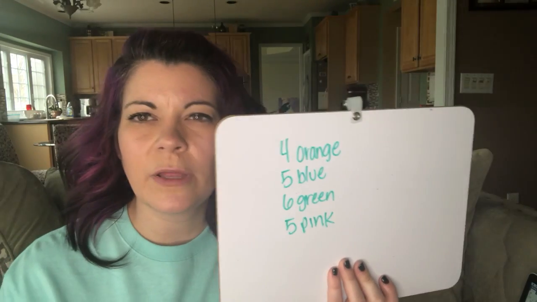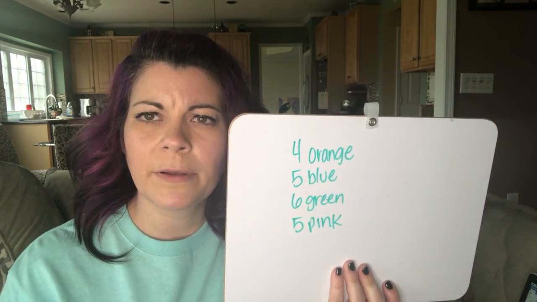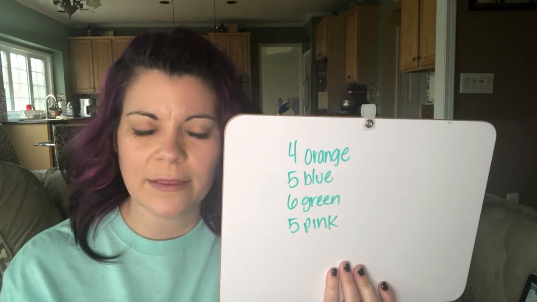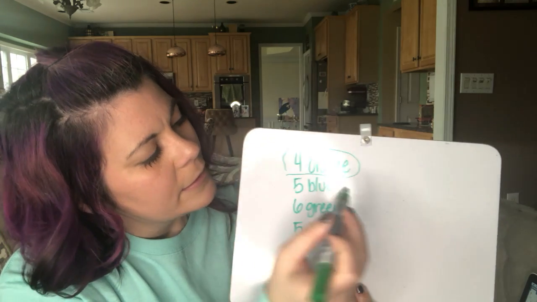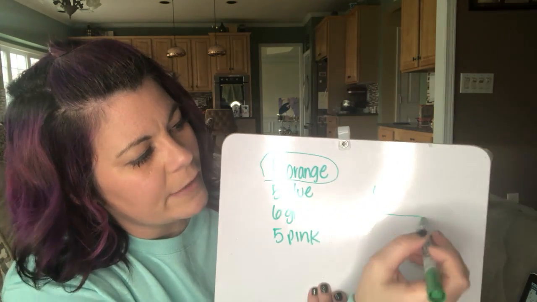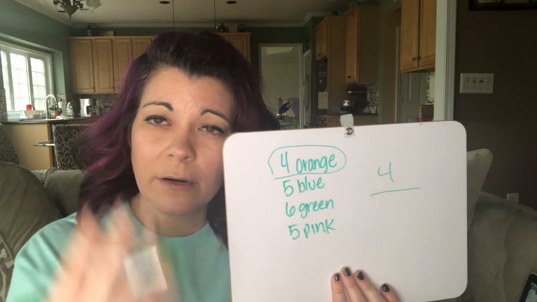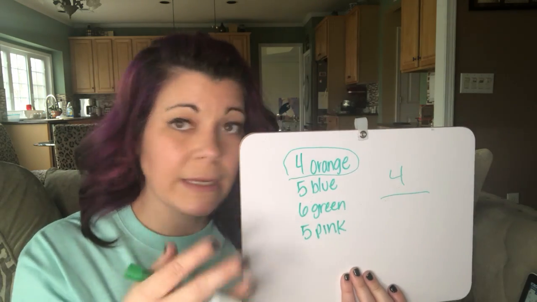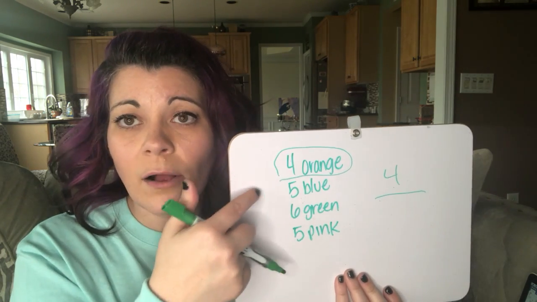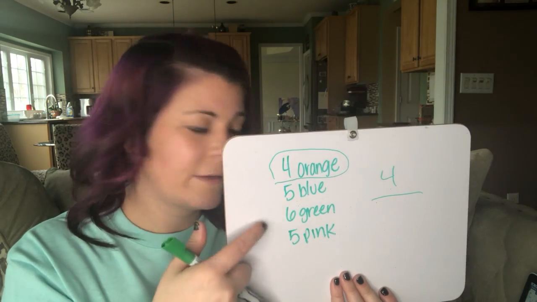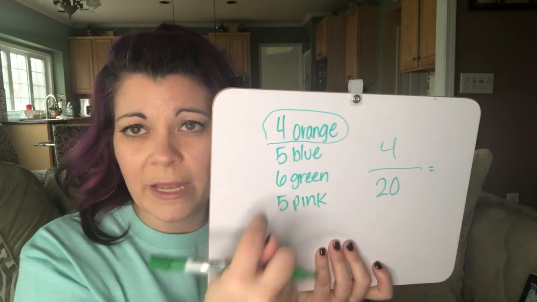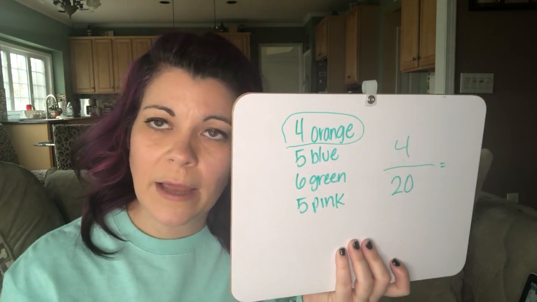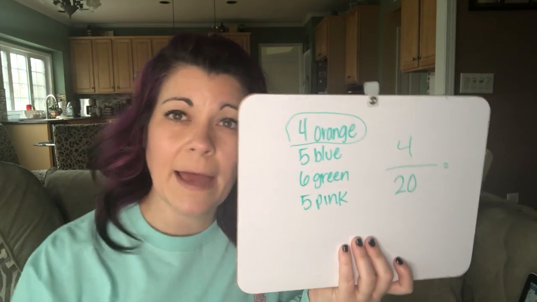So what we do is we look at how many chances she has to choose an orange iPod. She has 4 chances. And then what are her total chances? What are the total chances to pick any type of iPod? So you would add all of these up. 4 plus 5 plus 6 plus 5, and you would get 20. So she has a 4 out of 20 chance to get an orange iPod if she just randomly sticks her hand in a bag.